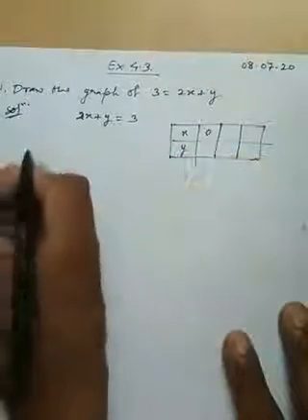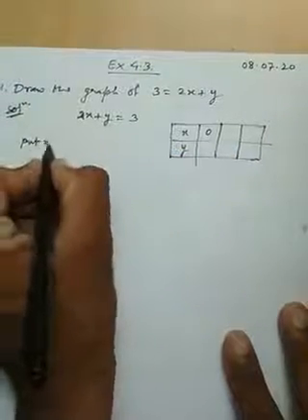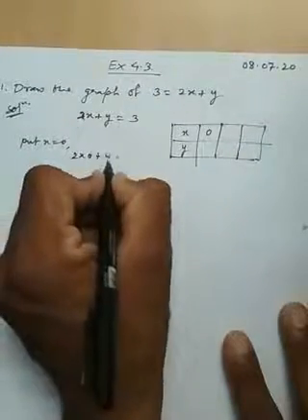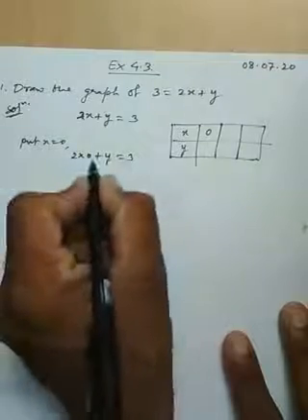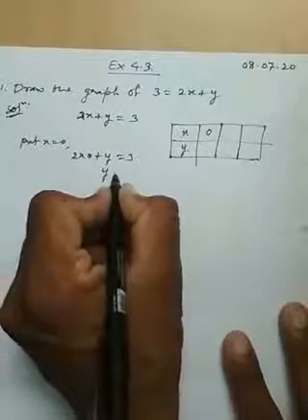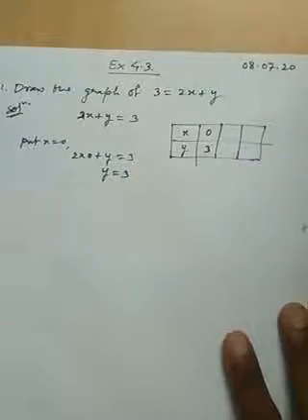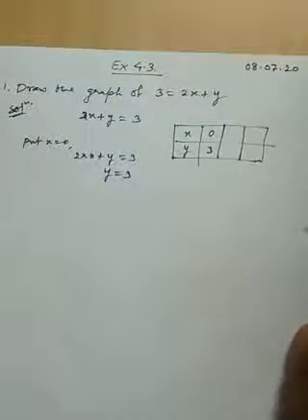Put x equal to 0 in the equation, then 2 into 0 plus y equal to 3. 2 into 0 is 0 and 0 plus y is y, and y equal to 3. So 0, 3 is the solution.